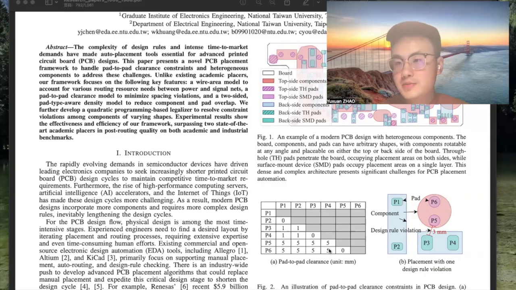So for PCB placement, the traditional methodology is usually SA, simulated annealing, or floorplan. But in this paper, they use an ASIC global placement approach. So I'm very interested in how they're doing this work.